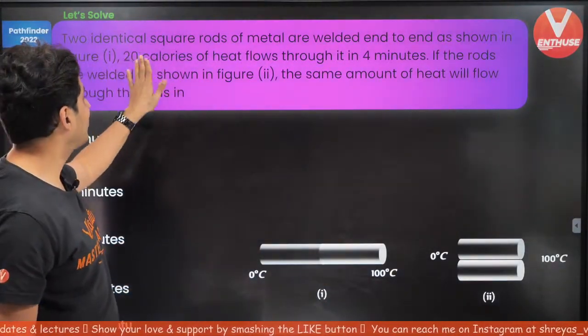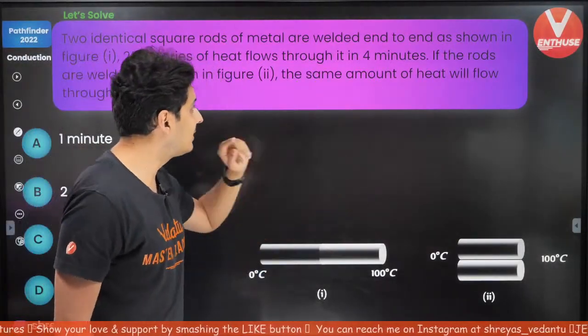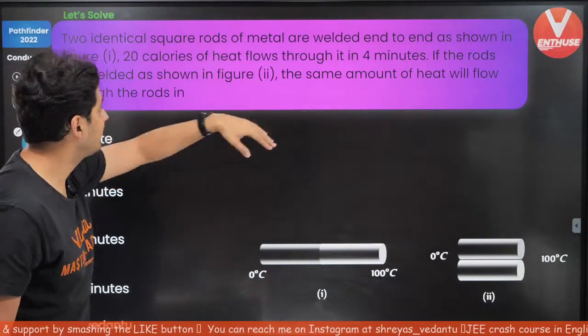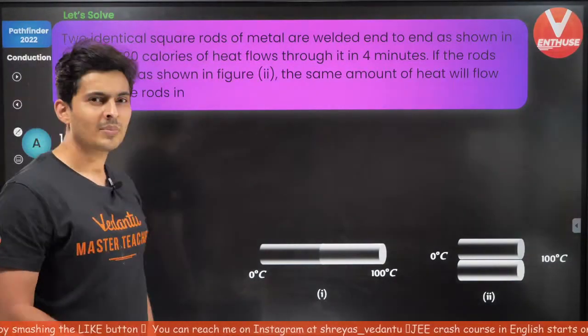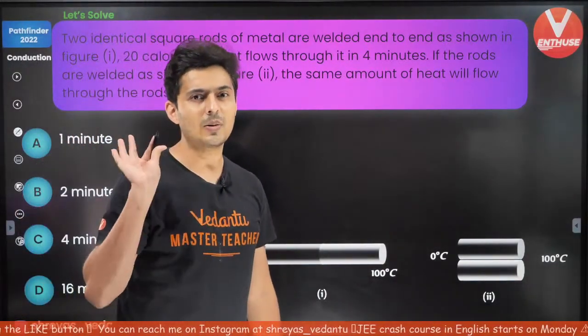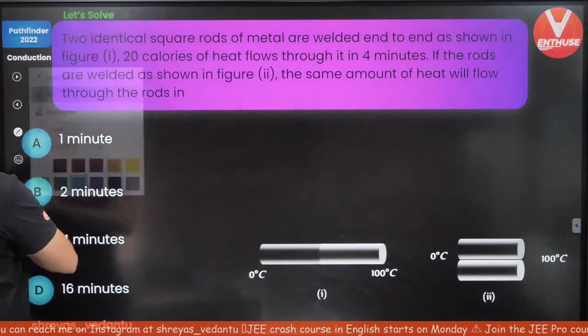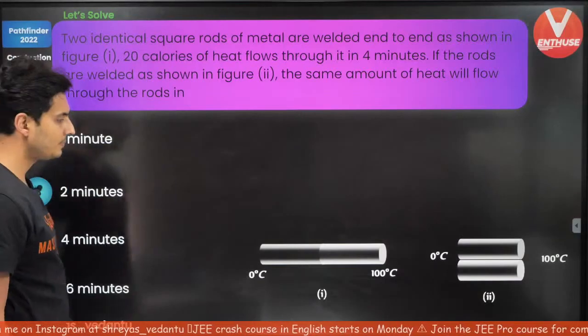In the first case, 20 calories flow in 4 minutes. In the second case, for the same heat, how much time does it take? I'll tell you what to do. Just find the equivalent resistance. That's it. That's all you need to do. Just find the equivalent resistance. Nothing great about it. Let's try to do this.